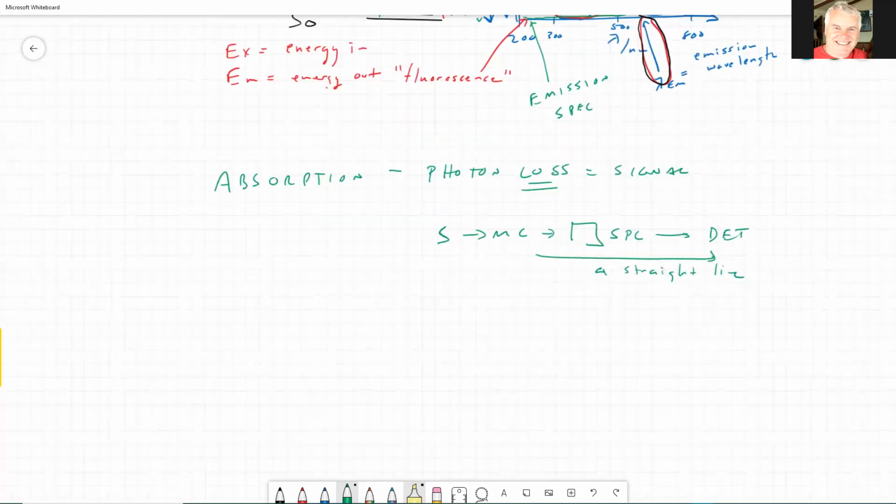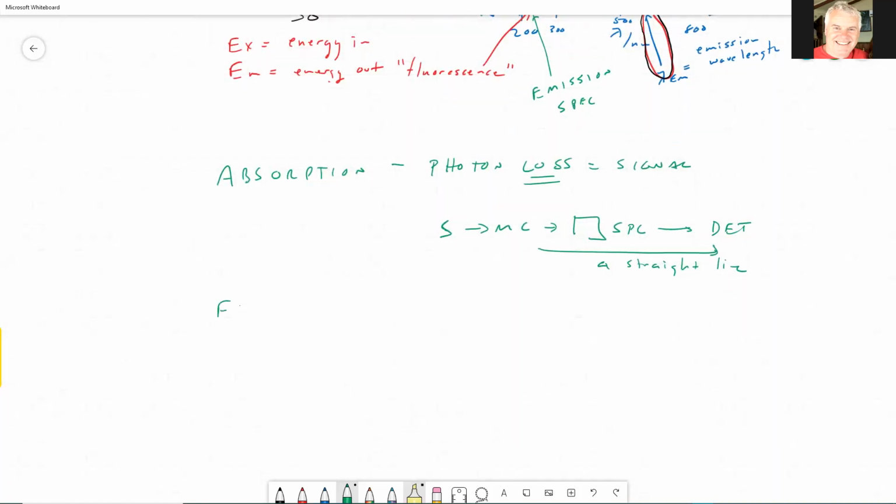In fluorescence excitation, you've got source, monochromator for the excitation, then you've got sample, then you've got monochromator for the emission, and then detector. So these come at right angles. Does that make sense?